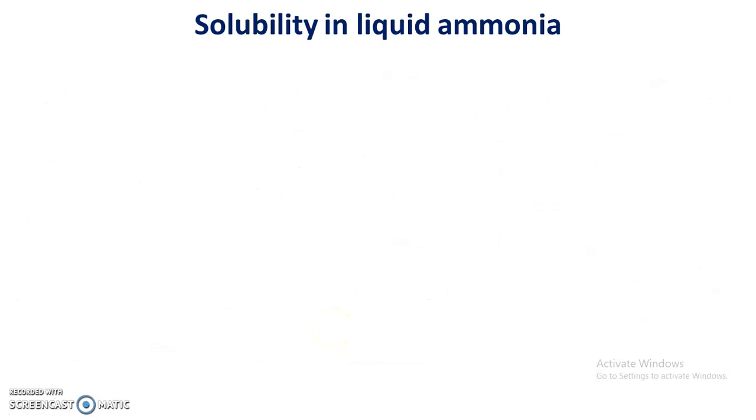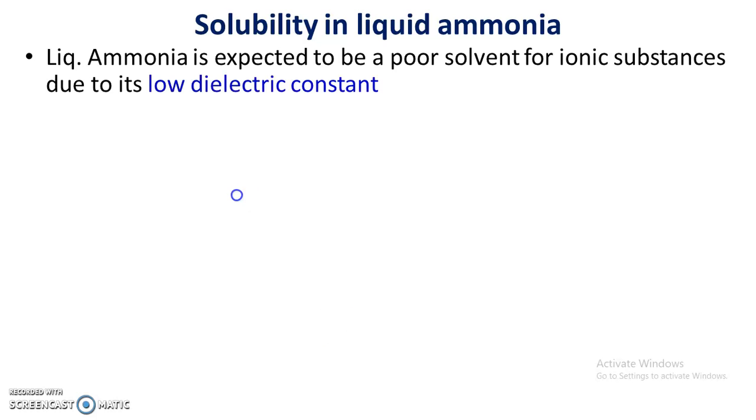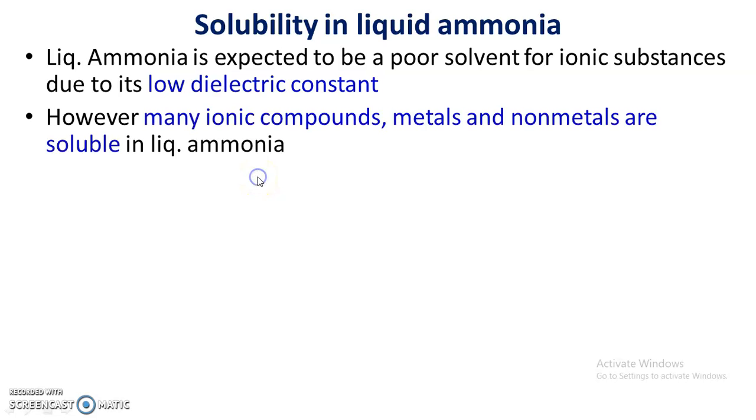Now about the solubility of liquid ammonia. Liquid ammonia is expected to be a poor solvent for ionic substances due to its low dielectric constant. However, many ionic compounds, metals, and non-metals are freely soluble in ammonia.